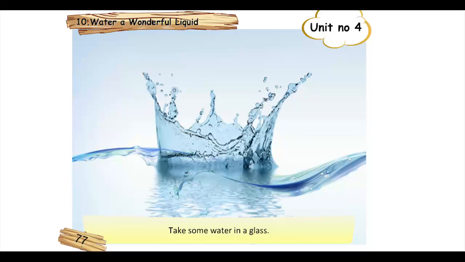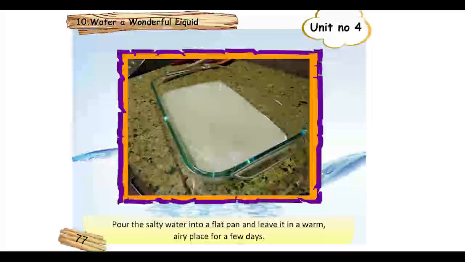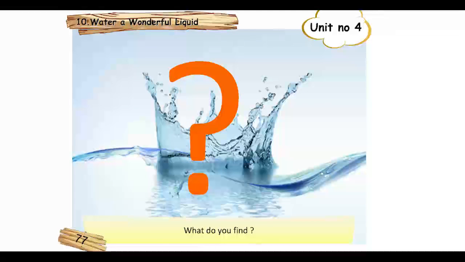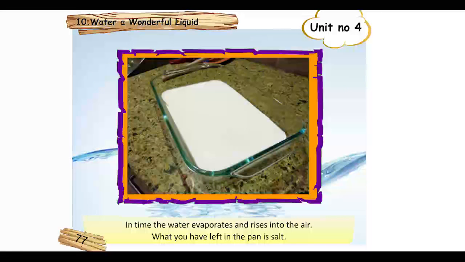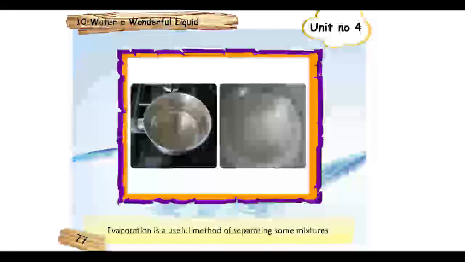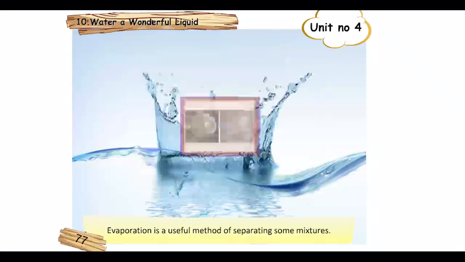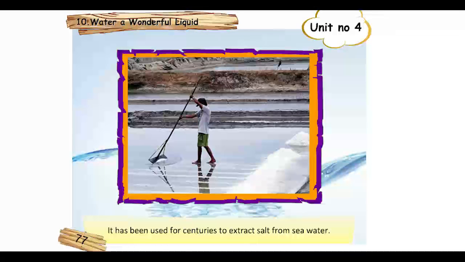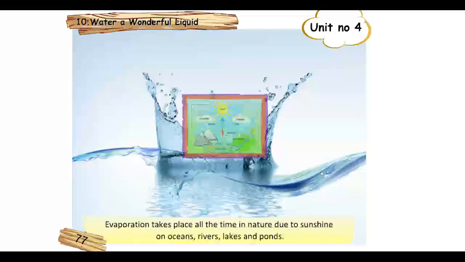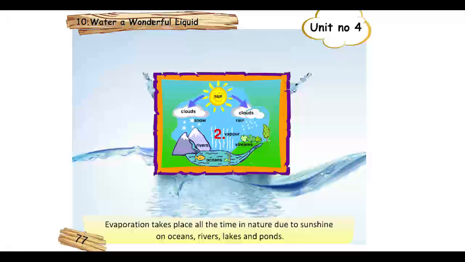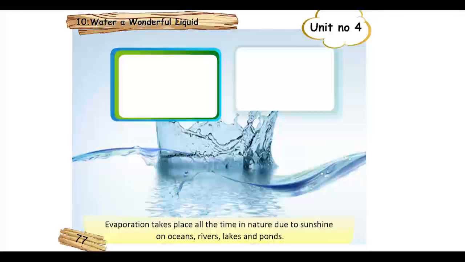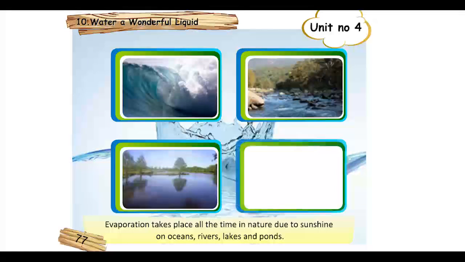Evaporation. Take some water in a glass. Add as much salt as you can and stir it until it is dissolved. Pour the salty water into a flat pan and leave it in a warm, airy place for a few days. What do you find? In time, the water evaporates and rises into the air. What is left in the pan is salt. Evaporation is a useful method of separating some mixtures. It has been used for centuries to extract salt from seawater. Evaporation takes place all the time in nature due to sunshine on oceans, rivers, lakes and ponds.